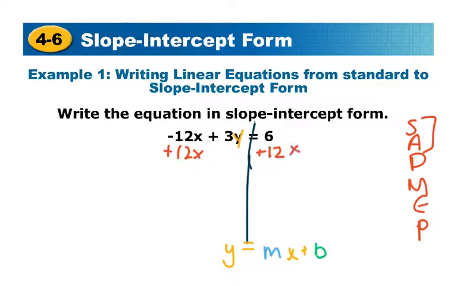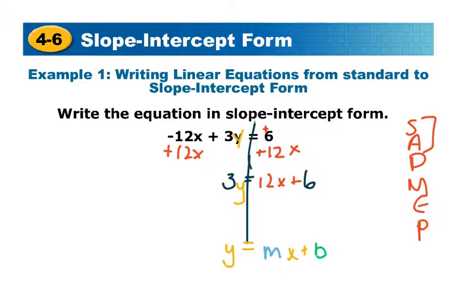And remember that we're trying to get it in this format. So if we add a 12x, I'm going to write that first, and then I'm going to say plus 6. So in that case, our left side stays 3y, and then our right side is going to be this 12x, but then plus that 6, because we do want to keep the x first.